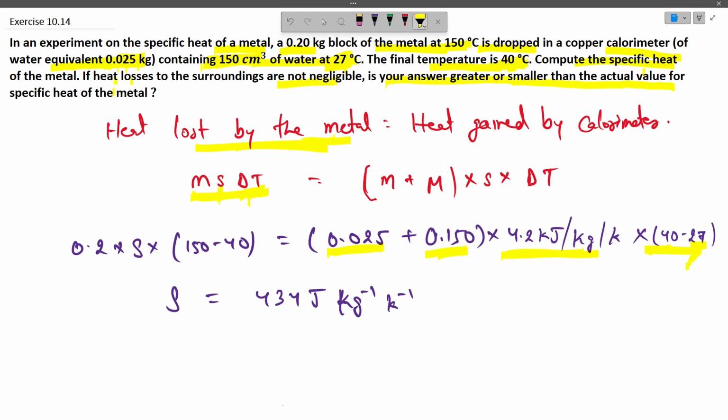Now here we calculate s to be 434 joule per kg per Kelvin. If the heat loss was not negligible, then obviously we have calculated s as a smaller quantity than the actual value, because if heat would not have been lost, then the temperature of the water would have risen more. So it is a smaller quantity as compared to the actual quantity if heat loss is not negligible. Thank you.